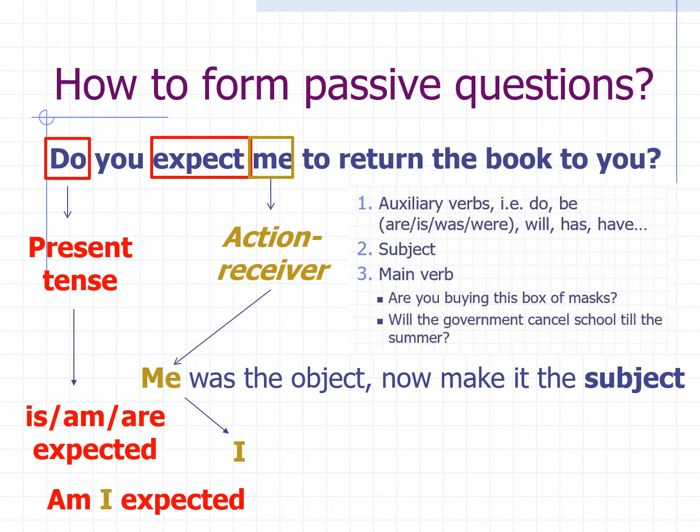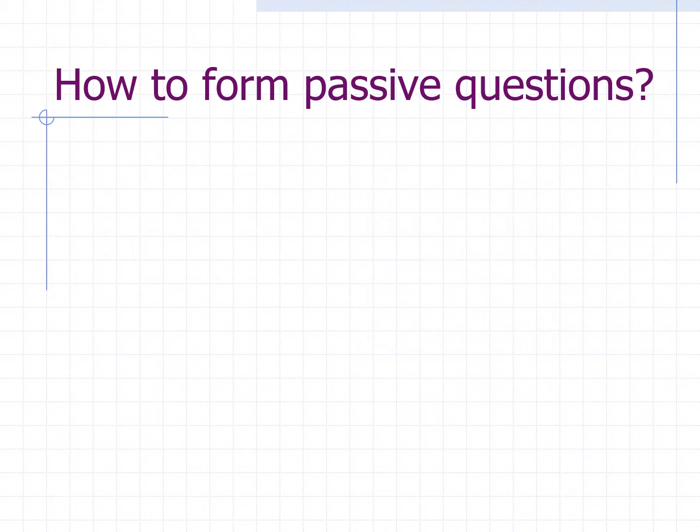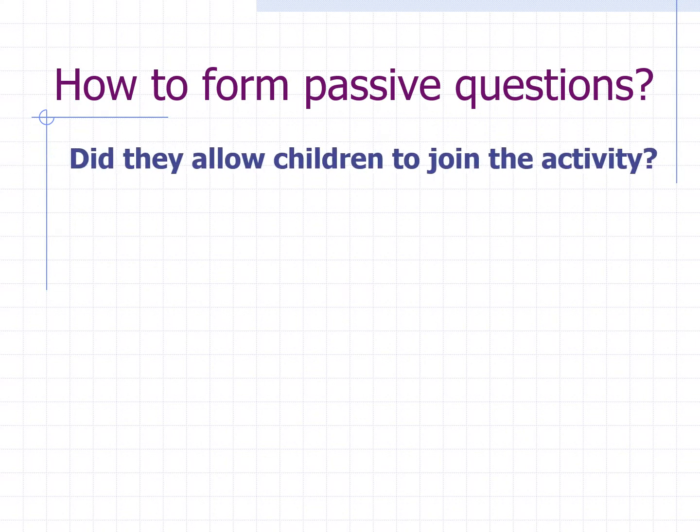And then we put the rest of the sentence, to return the book to you. So the whole question in passive voice would be, am I expected to return the book to you? Now let's look at another example in past tense. Did they allow children to join the activity?